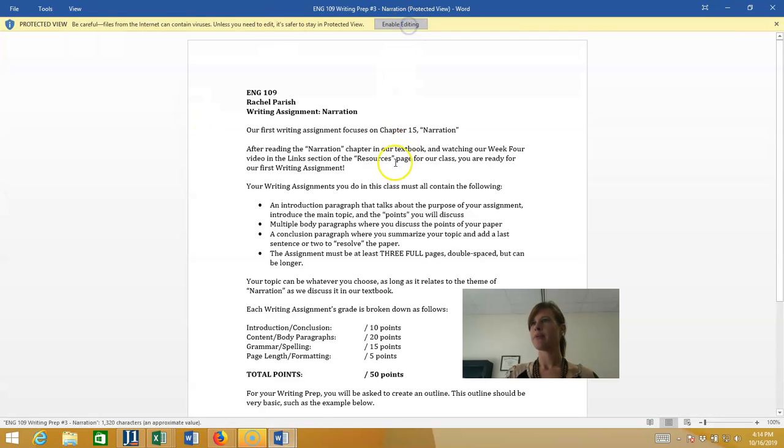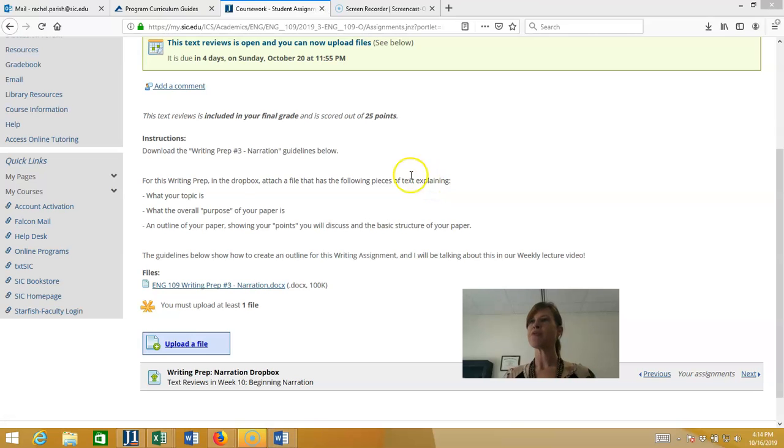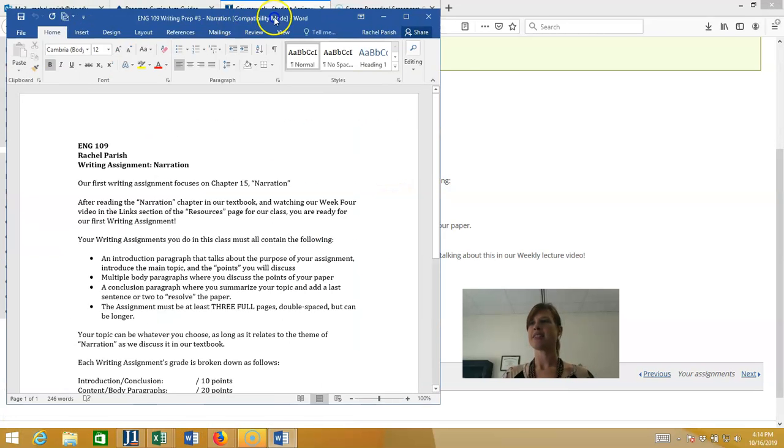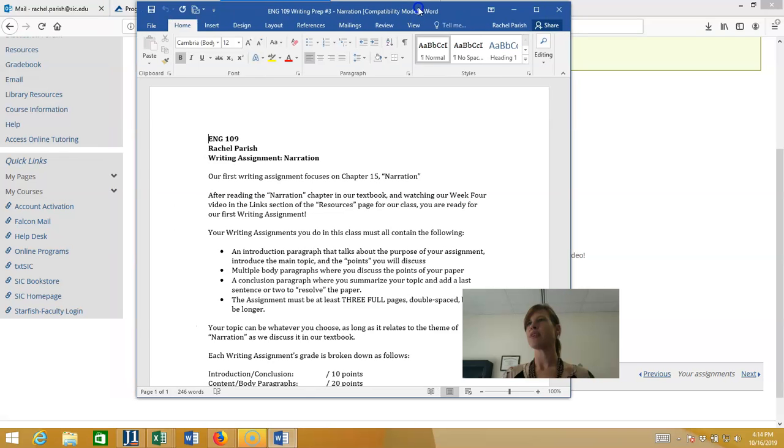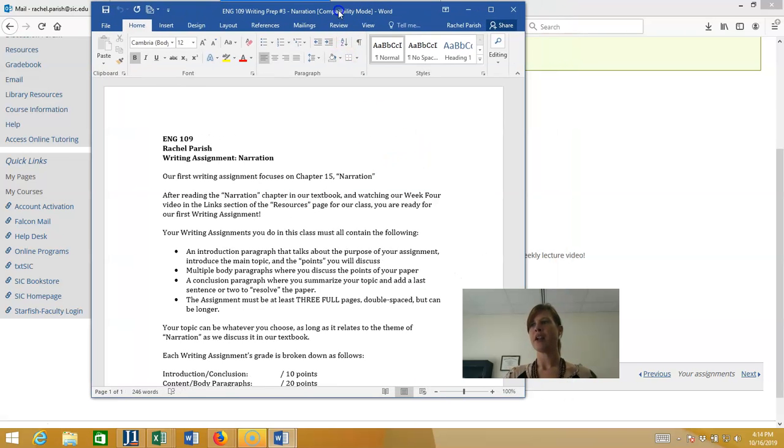there we go. So chapter 15 in our book discusses narration. So definitely read chapter 15 this week. It's not a long chapter, and if you're not familiar with narration, it'll go over those types of essays and kind of what you need to be looking for as a writer and a reader of a narrative piece of text.